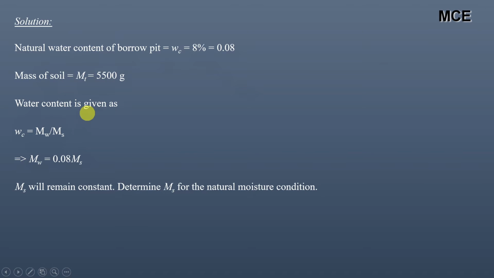Since mass of solids will remain constant, we will first determine the mass of solids for the natural moisture condition. Total mass of the soil is given as mass of solid plus mass of water. Total mass of the soil is 5,500 grams, equal to mass of solid plus 0.08 times mass of solids. From this you can calculate the mass of solid, which is equal to 5092.6 grams in the sample of 5,500 grams.